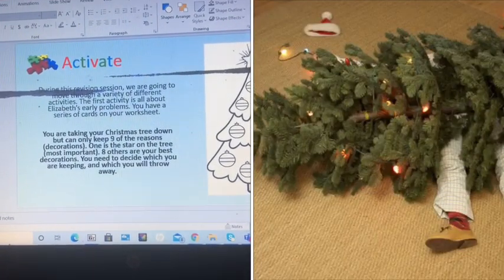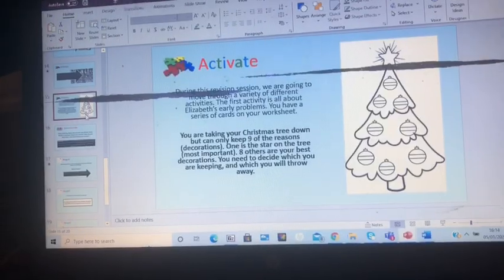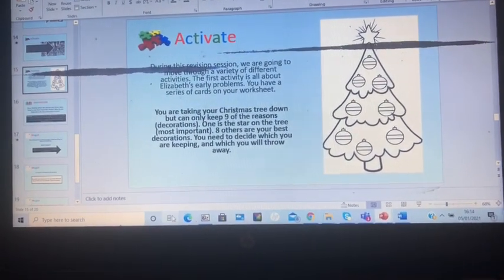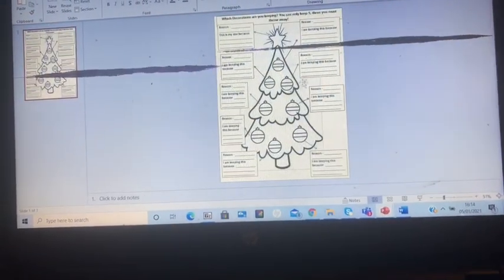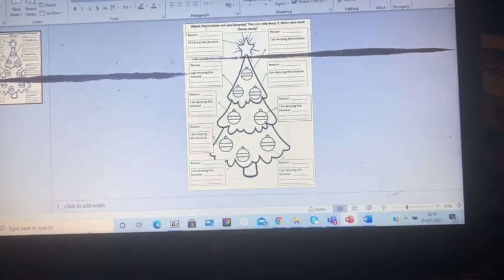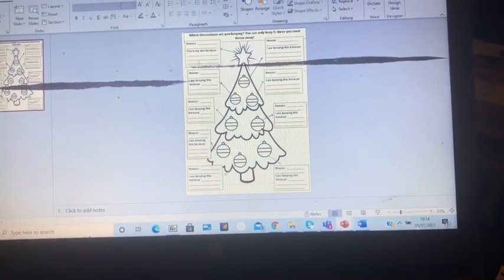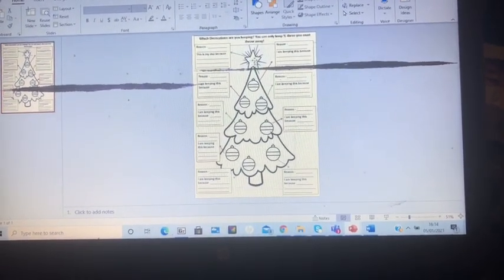But the way we're going to do it this year is we're going to be basically making our Christmas tree into a diamond 9. So if you look over here, you've got a separate PowerPoint that's got the Christmas tree on. So you're going to try and keep some decorations and you're going to throw some away. Okay, so you can only keep 9, and the most important will go at the top, that's the star.